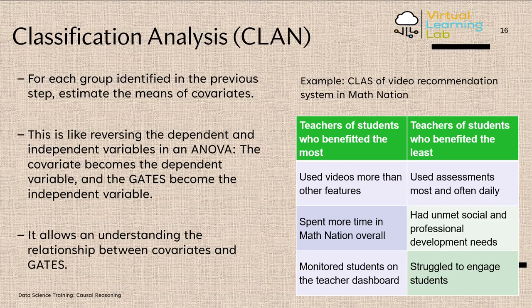Now, classification analysis is to identify variables, covariates, that relate to the heterogeneity. So you estimate the means of covariates. This is done by reversing the dependent and independent variables. This is not an ANOVA, but it's similar. So the covariates become the dependent variable. If you have 90 covariates, you would look at 90 different analyses, and the factor is the group average treatment effect that I showed in the previous slide. So this is mostly a visual analysis.